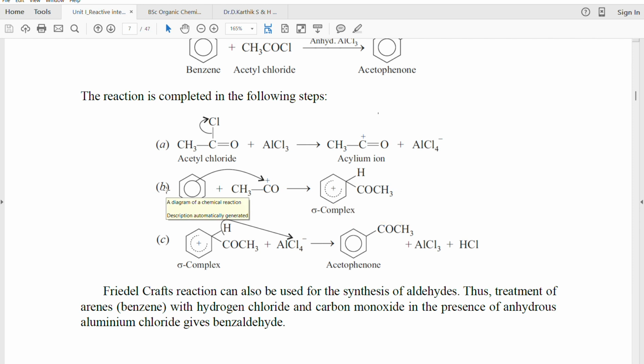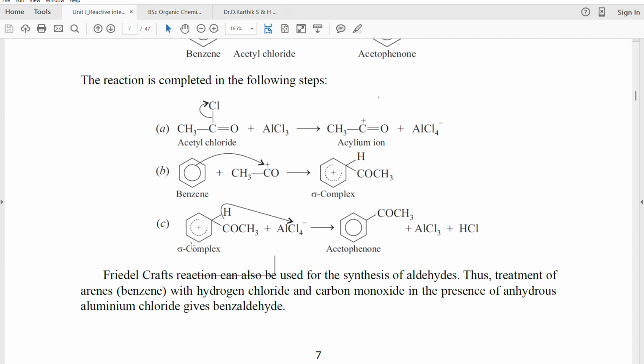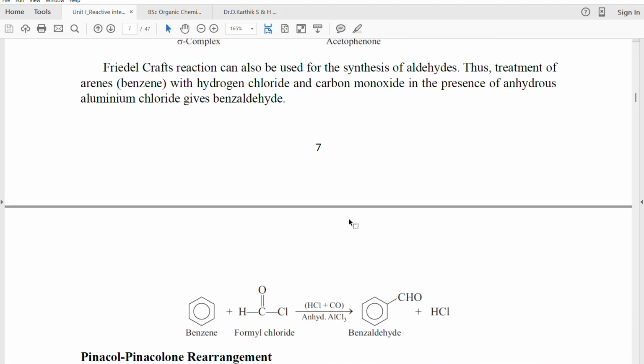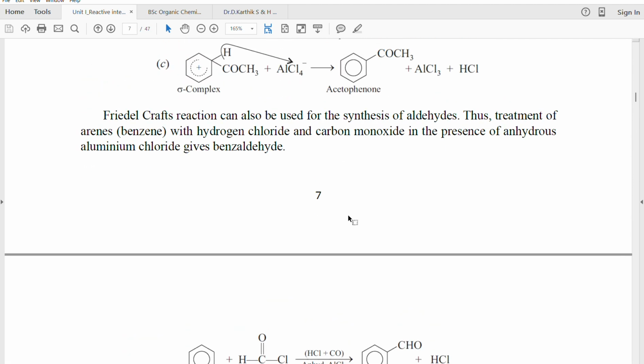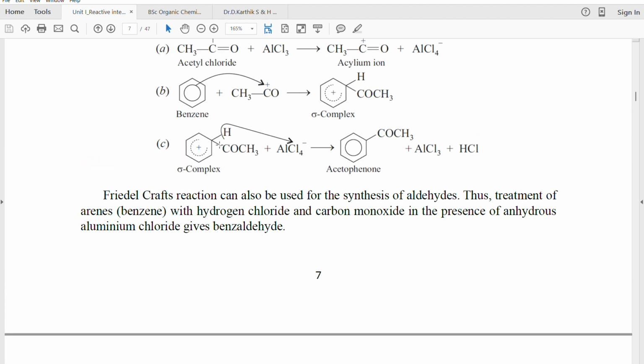Now you just see in the second step the attack of the benzene ring on the acylium ion, and in the third step the abstraction of a proton by AlCl4 minus. Since it has a negative charge, it will abstract a proton, to neutralize or stabilize the ring and to regenerate the aromaticity of the benzene ring. It has to give one proton. And then finally it gives the product, that is the aromatic ketone, acetophenone. So in total three steps. Both Friedel-Crafts alkylation and Friedel-Crafts acylation follow these three steps.